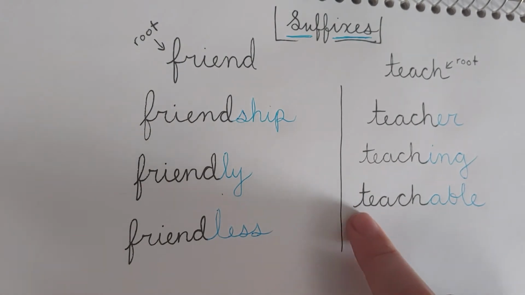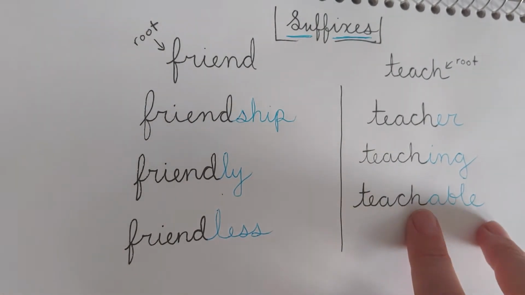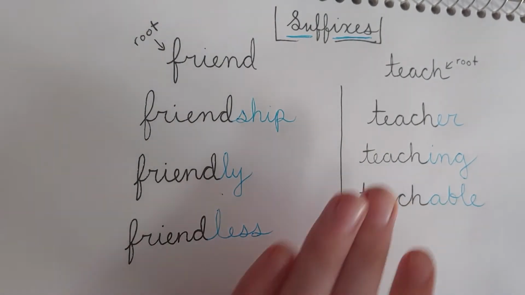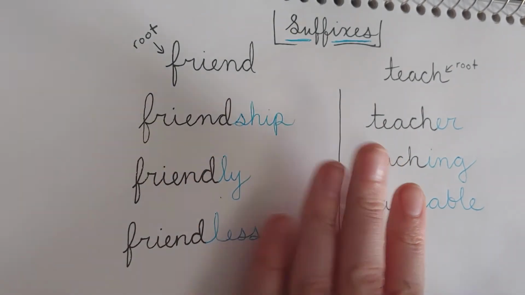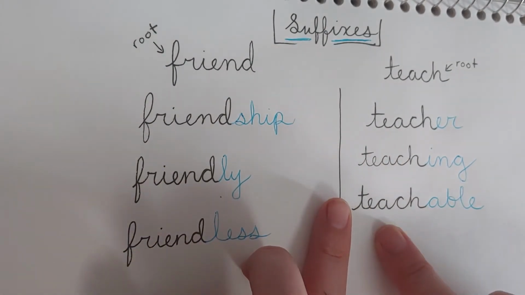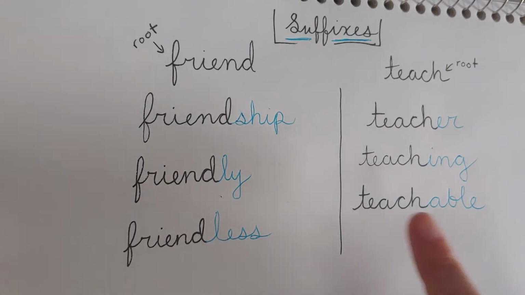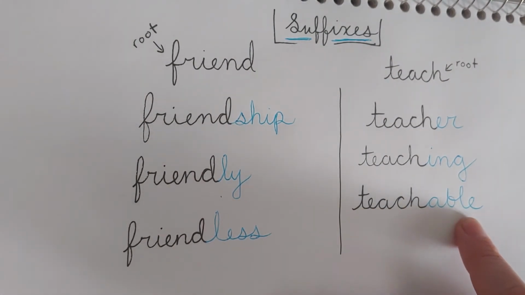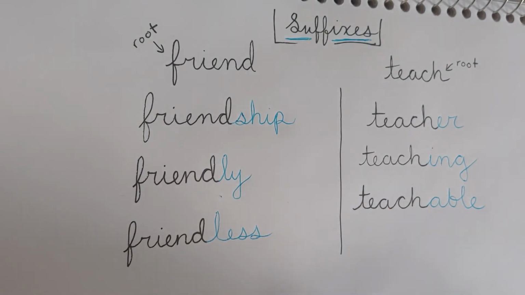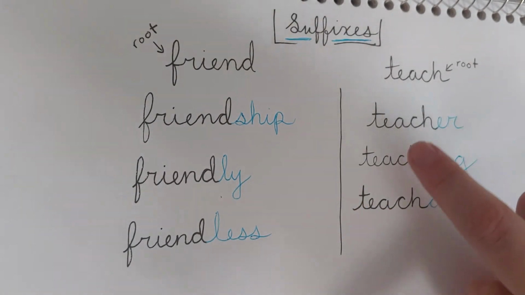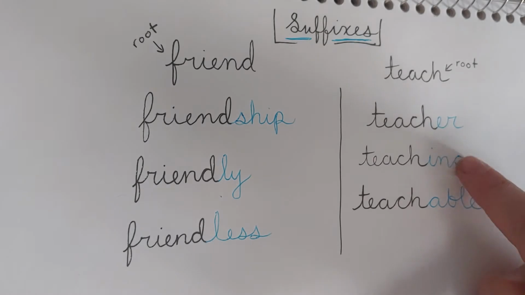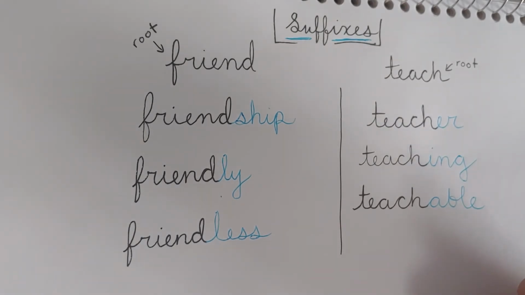How about this one? Teach plus able. If you read this on its own, you would say able, but sometimes when you add it as a suffix, you change the way you pronounce it a little. Teachable. That means someone who you can teach. Interesting how that root word gets modified just a little by changing the suffixes, huh?